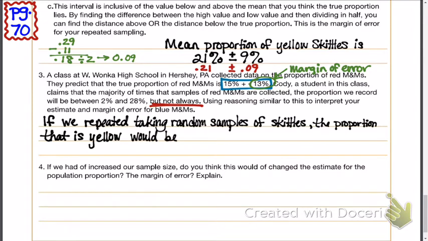How did they come up with the 2 and the 28? Yes, they took 15 minus 13. That's how they got the 2%. They did 15 plus 13. That's how they got the 28%. So for ours, what would we need to do? Yep, 21% minus 9%. What would that give us? 12%. So it's going to be between 12% and what? 30%.